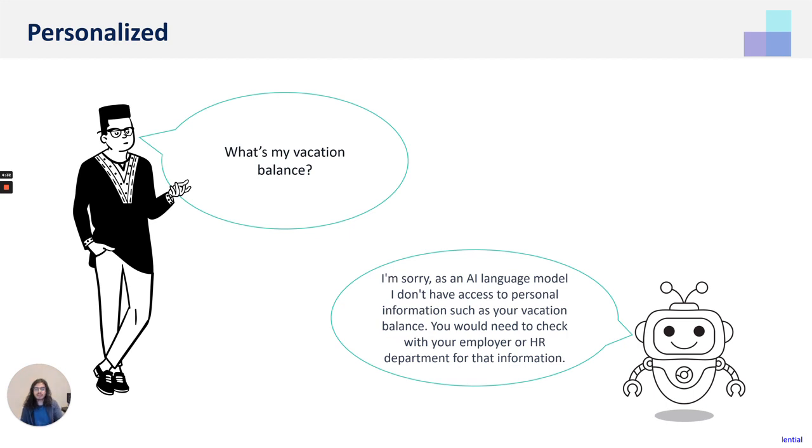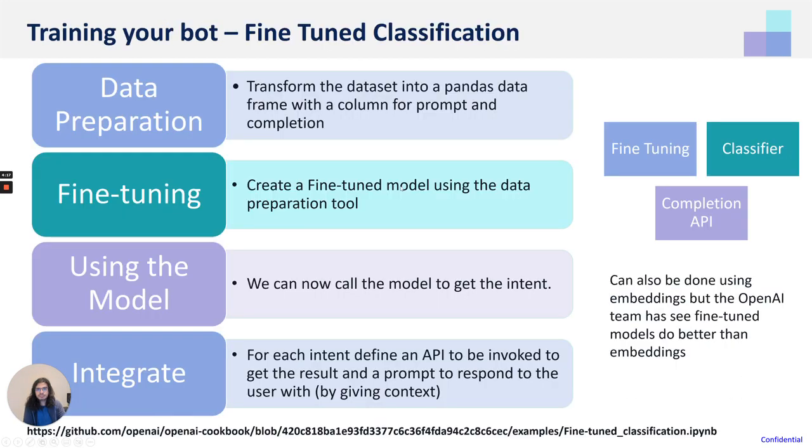So it would answer something like, I'm sorry, as an AI language model, I don't have access to personal information such as your vacation balance. So how do we make it understand that? How do we make it understand how to retrieve your vacation balance from an external system? Let's have a look. What we're going to utilize is fine-tuned classification.